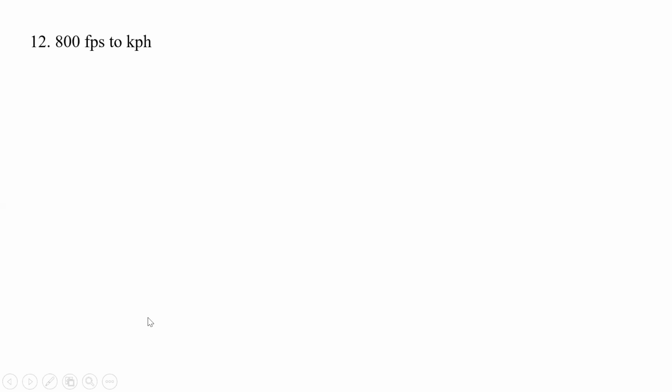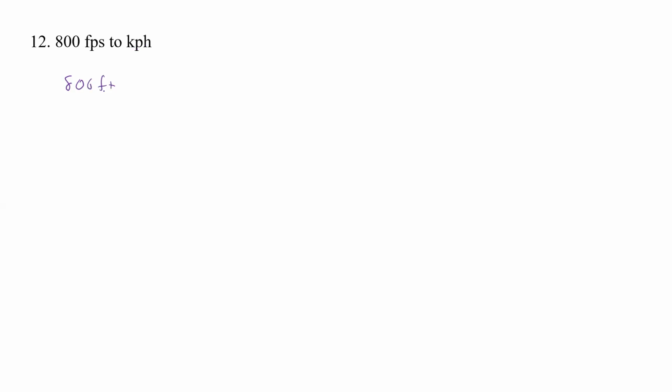All right, so let's look at another one. Now, feet per second to kilometers per hour. So this is going to be a little bit longer one, and that's because we have to do feet to probably miles, get to the miles, and then after that, take that to the kilometers.